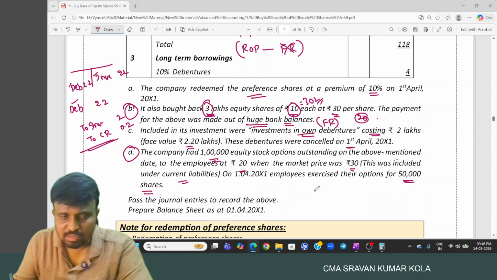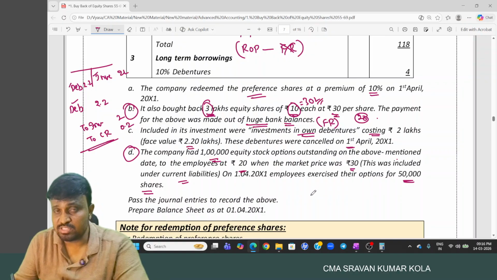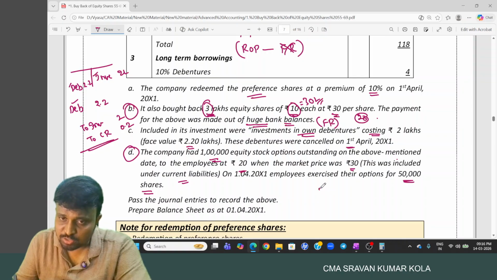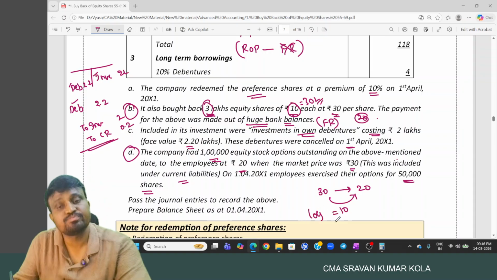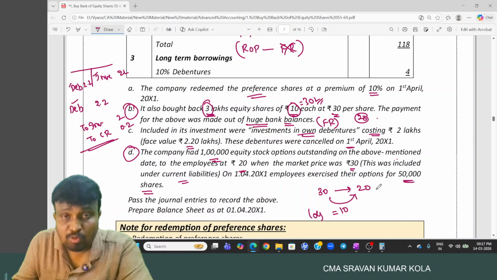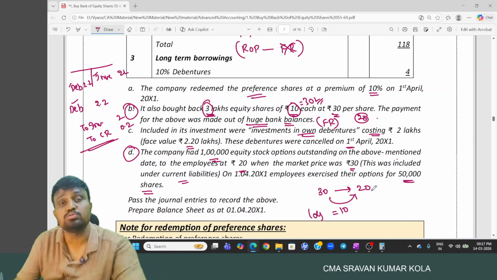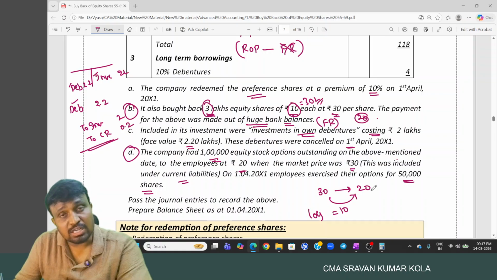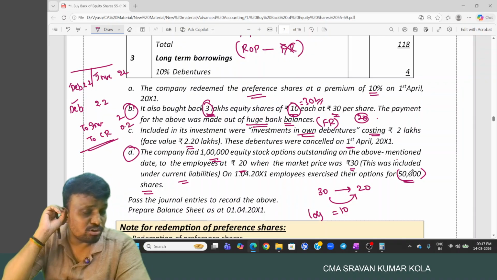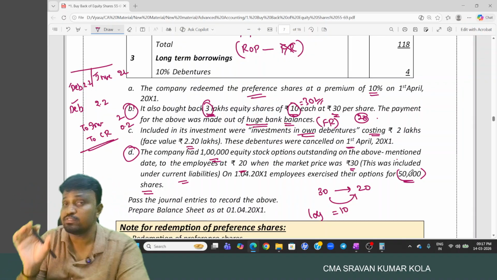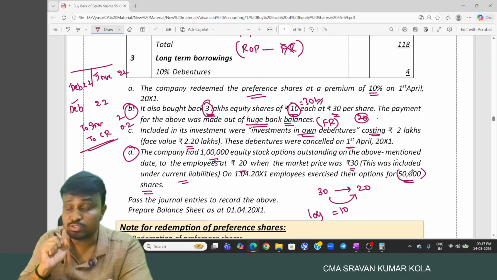Generally, ESOPs are issued to employees to encourage them to stay without leaving the organization. The actual market price is 30 rupees, but we provided the shares at 20 rupees. How much is the loss to the company? 10 rupees. And the employee paid only 20 rupees per share to the company. How many shares did they purchase? 50,000. So in the bank account, we received the amount from the employee, 20 rupees per share, 50,000 into 20.